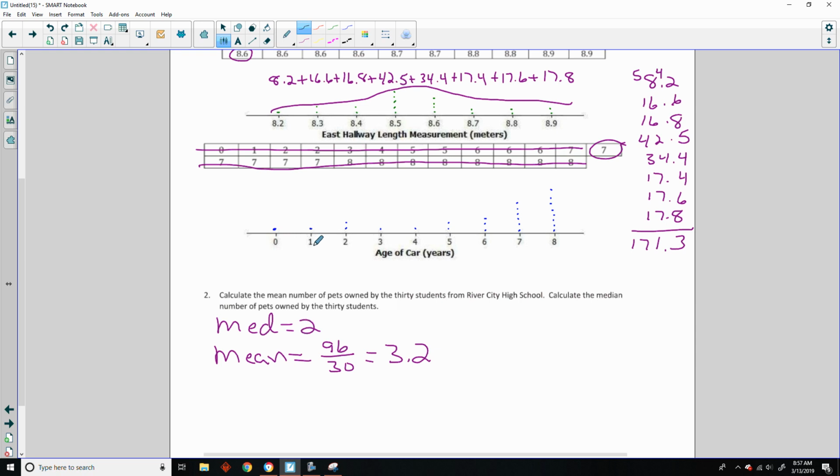So 0 times 1 is 0. Plus 1 times 1 is 1. Plus 2 times 2 is 4. Plus 3 times 1 is 3. Plus 4 times 1 is 4. Plus 5 times 2 is 10. Plus 6 times 3 is 18. Plus 7 times 6 is 42. And 8 times 8 is 64. So I'm just simplifying my addition here by using multiplication from each.